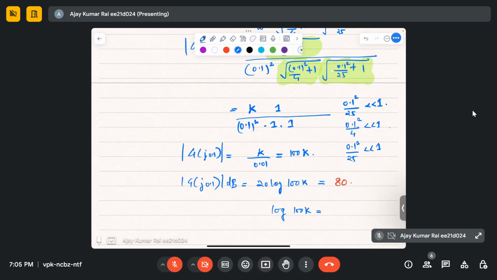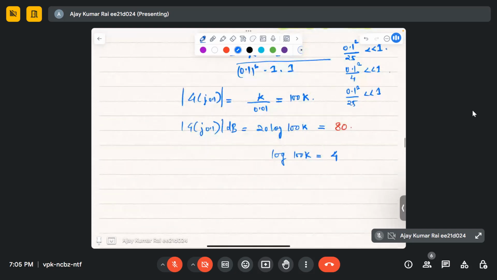So what are you getting? This is 4, right? So if you take, this is 10 to the power 4. So what you're getting? K as 100, right? So you're getting k to be 100.